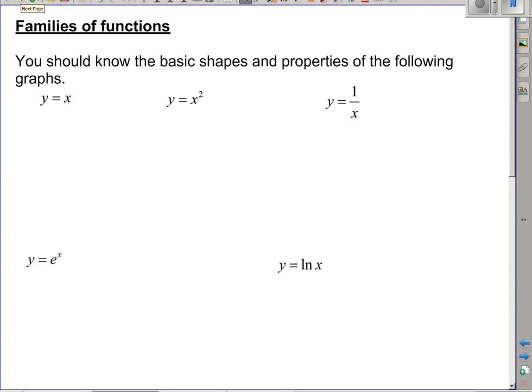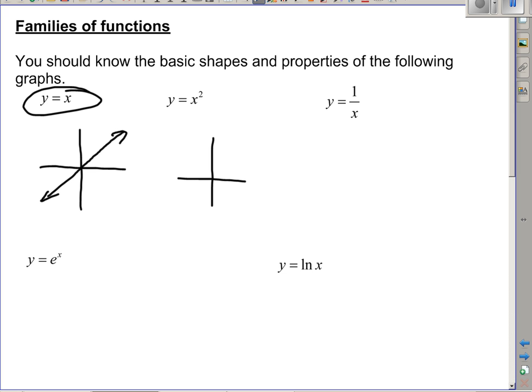Alright, families of functions. At the very least, you should know these families of functions, probably more than just this, and you should also know your trig functions, which we'll deal with later on. So y equals x is your basic linear function. Slope of 1, passes through the origin. We're talking about families of functions here, so you should be aware that any line basically can be produced from y equals x with some transformations. Y equals x squared, that's a parabola, vertex on the origin.